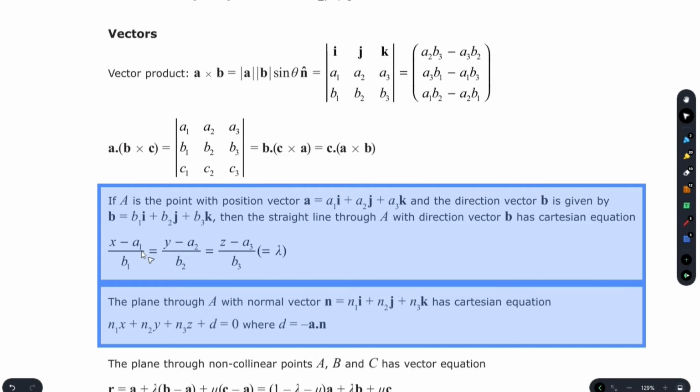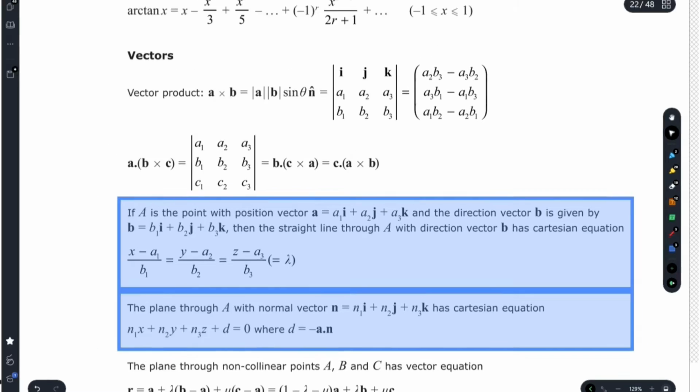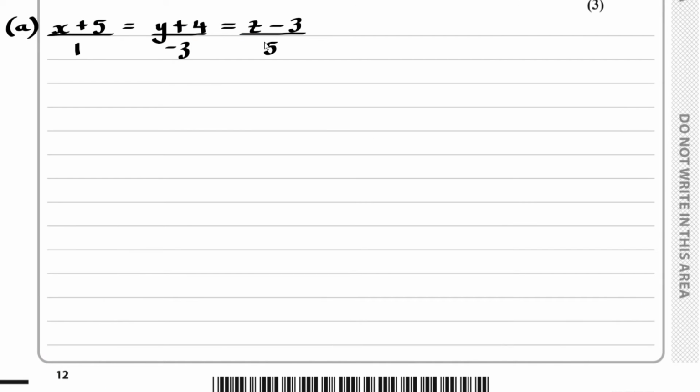To begin with, for part A, we have our equation of line L1: (x + 5)/1 = (y + 4)/(-3) = (z - 3)/5. If we go to the formula book, that is a standard equation of the straight line through some point A with direction vector B. Notice how it's equal to lambda, which means that this equation is all equal to lambda. I can write this in column notation.